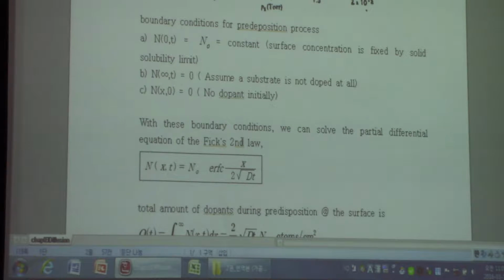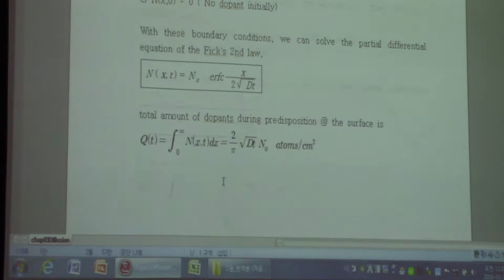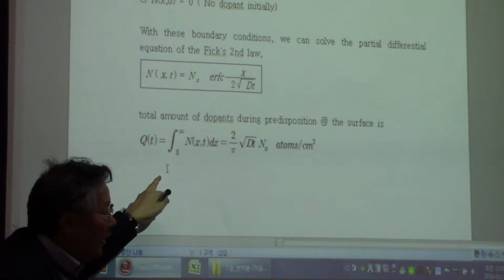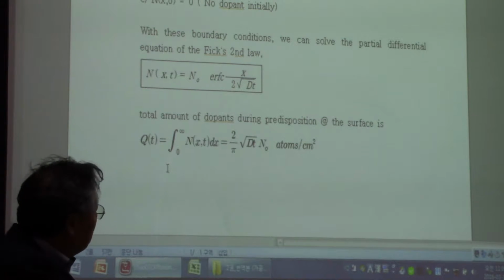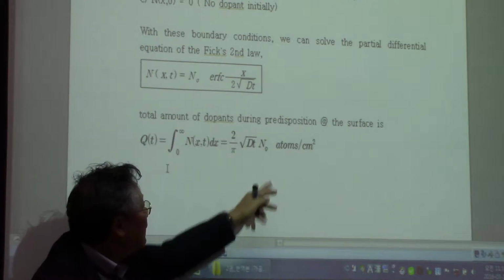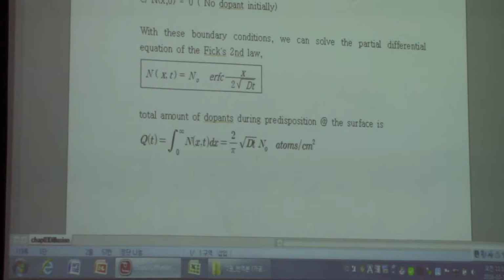If you use these boundary conditions and Fick's second law, then you are going to have a complementary error function. The main purpose of the pre-deposition is the charging, loading the dopant atoms on the silicon wafer, so that instead of this profile, the total number of dopant is important. This total number of dopant can be obtained by integration of the dopant concentration from the surface to infinity, obviously. Then that ends up with this equation, and that is important.